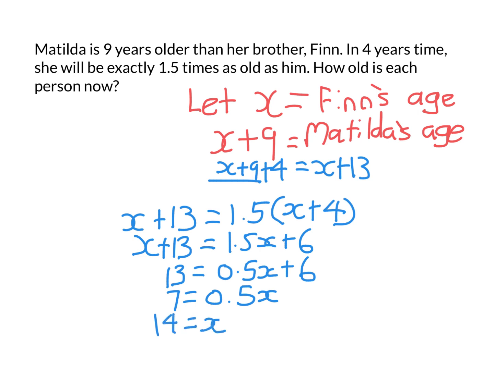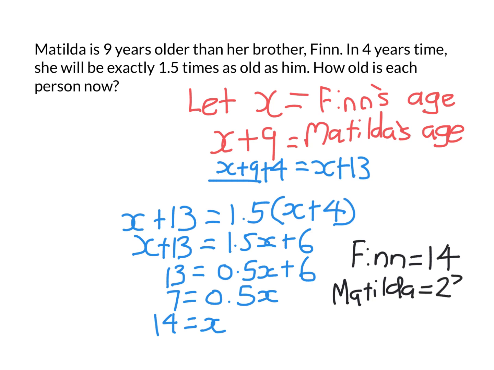So we're not done. We weren't asked to find x. We're asked to find each person's age. So we just need to actually go and write that. So Finn is 14 years old because x was Finn's age. Matilda is 9 years older. So Finn is 14. Matilda is 14 plus 9, which is 23. So in 4 years' time, Finn will be 18. Matilda will be 27. And of course, 27 is 1.5 times 18.